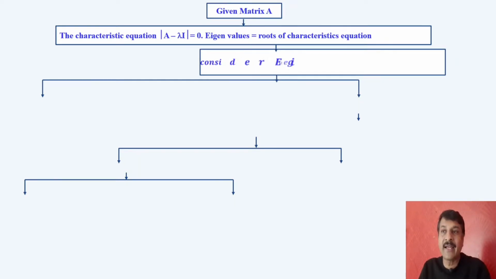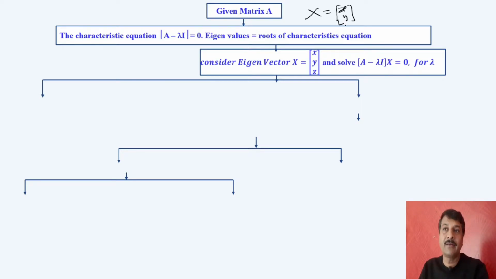After that, to find the eigenvector, you consider eigenvector x equal to the matrix x, y, z. Here I am going to consider matrix A is of order 3. It is a square matrix. If we consider matrix A of order 2, then eigenvector x will be only x and y. Okay. So here I am going to consider the given matrix A is of order 3, and solve this A minus lambda I matrix into x equal to 0 for lambda equal to whatever the eigenvalue. So lambda means here eigenvalue.